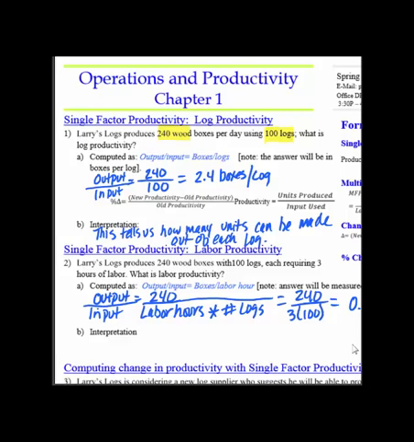Welcome to the video on computing productivity. The purpose of this video specifically is to go over how to compute single factor productivity.